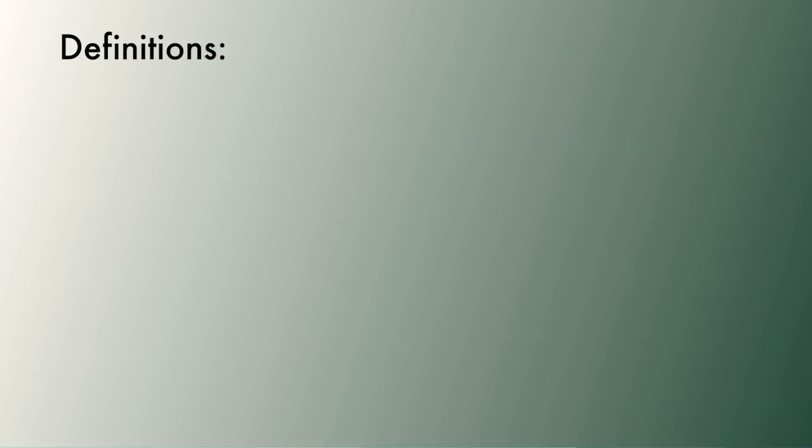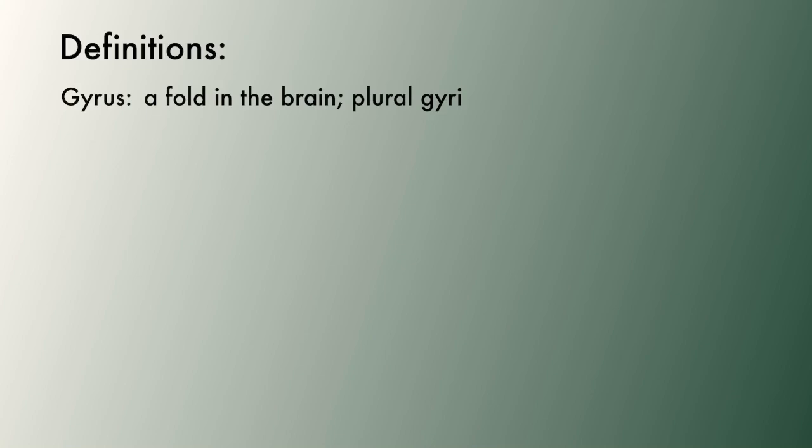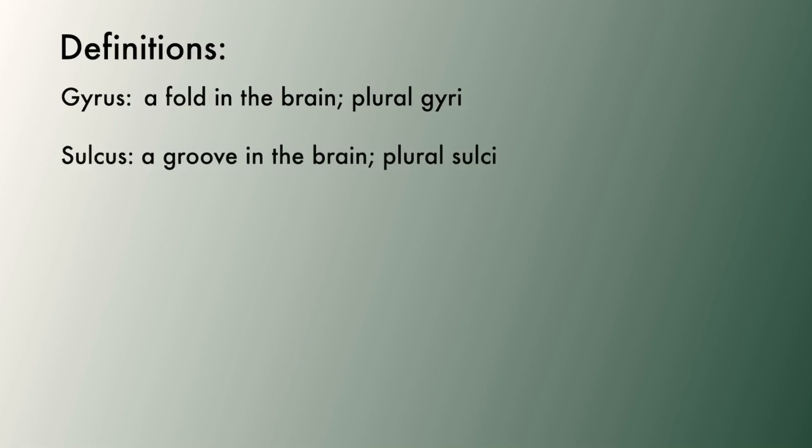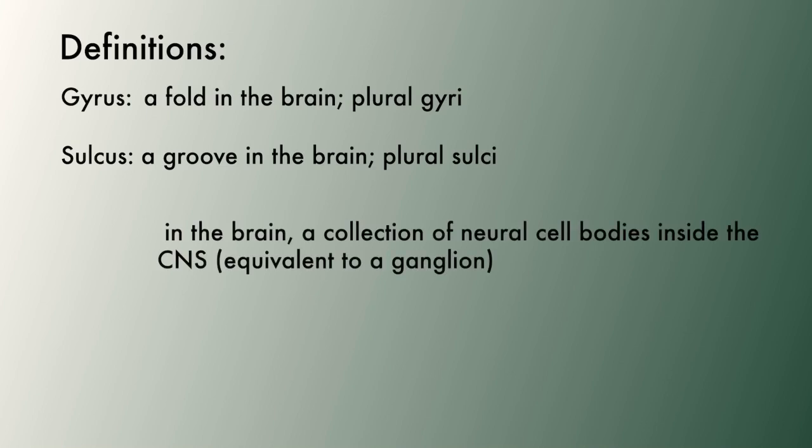A few definitions we want to remember. A fold in the brain, that's right, we call that a gyrus. And a groove in the brain, we call that a sulcus. In the brain, a collection of neural cell bodies inside the central nervous system, equivalent to a ganglion. What do we call that? That's right. Nucleus. Just keep moving.